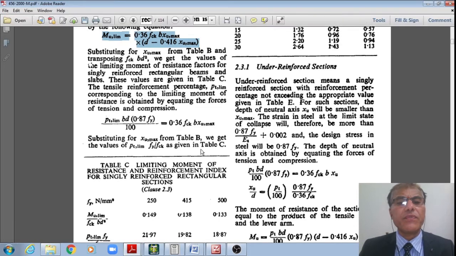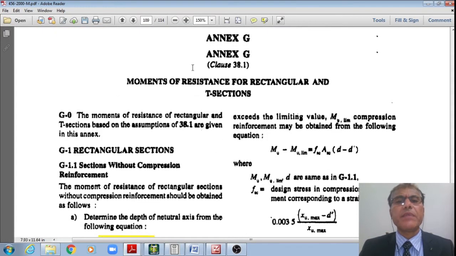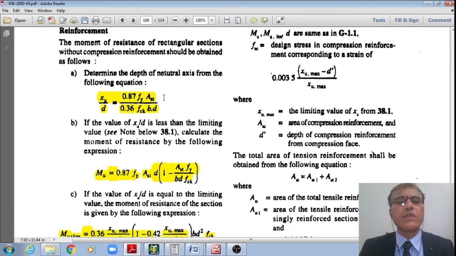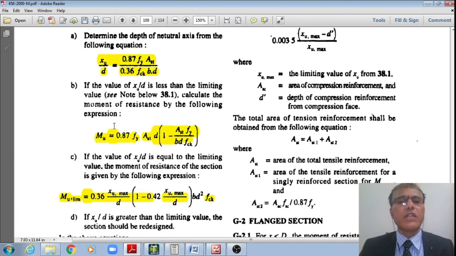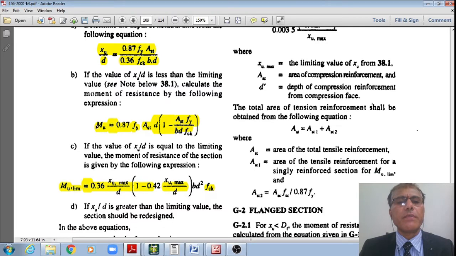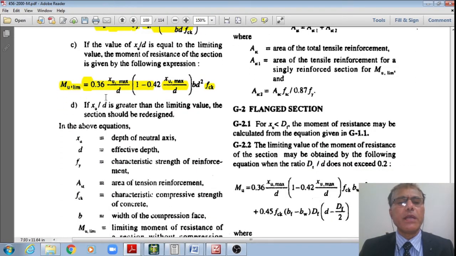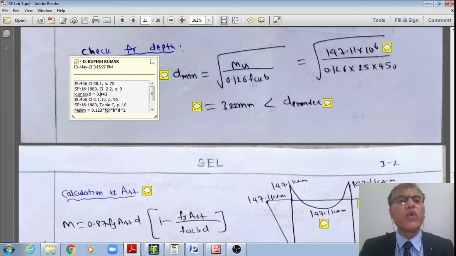Alternatively, I'll move to that of this IS 456. I'm there in annex G, student, IS 456 annex G, for rectangular sections. This is how we already calculated the neutral axis depth. But now let us move to this Mu lim, I'll calculate that. Therefore, Mu lim, the limiting amount of resistance, is given by 0.36 XU max by D, 1 minus 0.4 XU max by D, fck b d square, with XU max by D just obtained as 0.443.